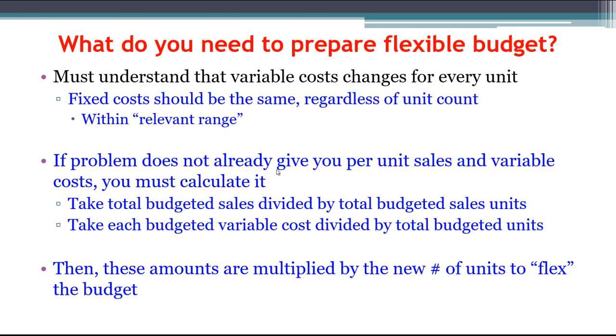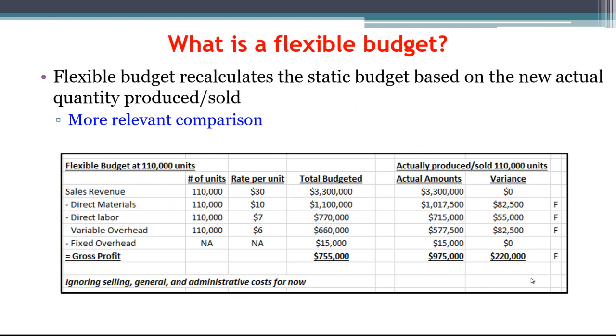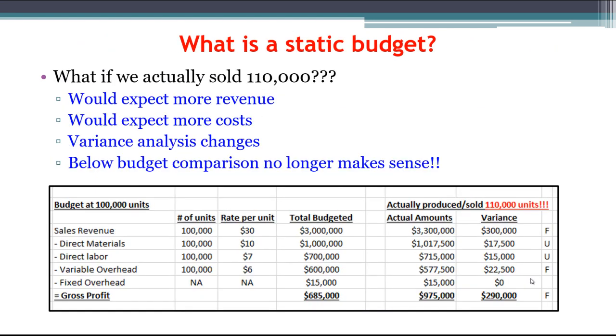So one way or the other, either they give you those rates or you have to calculate them and plug them into this new variable. So here's how we would do that, and then those amounts are multiplied by the new number of units to flex the budget. Now there is an alternative way of doing that.